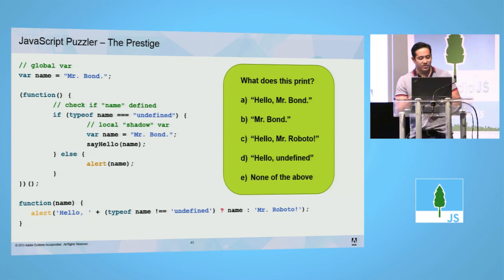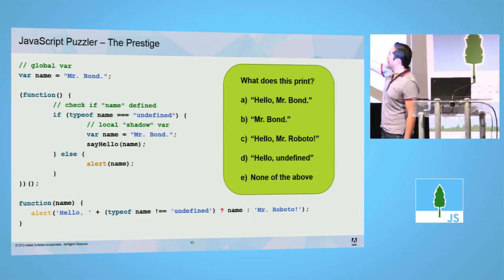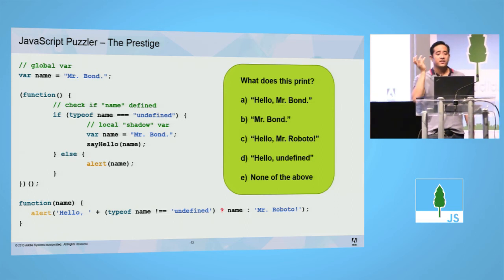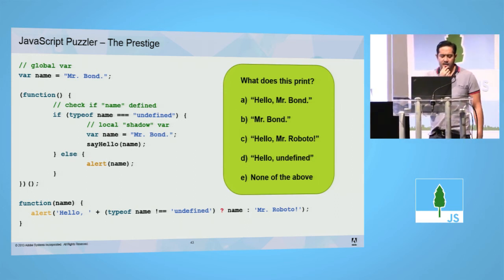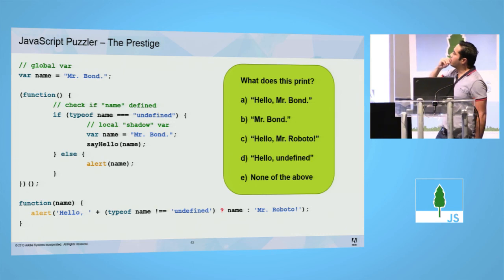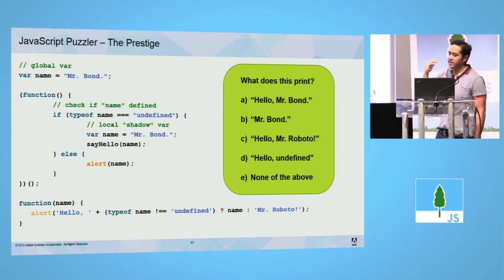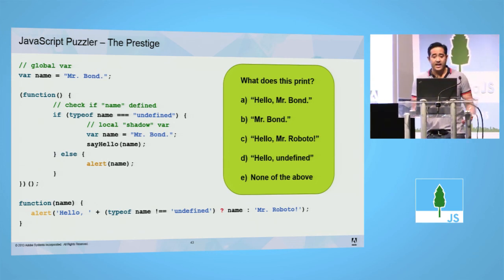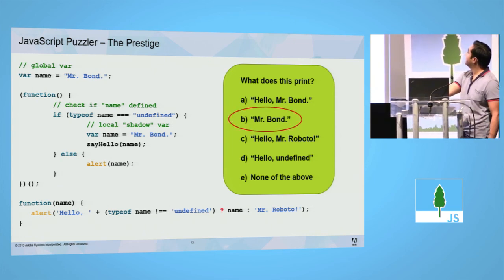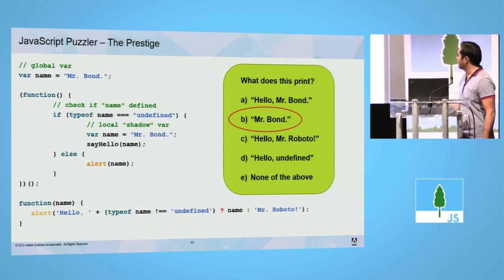But actually, let me change my answer here. From our second puzzler, we know of a procedure called hoisting, so this variable name should actually be hoisted to the top of the function, and the assignment should stay where it is. So I believe that typeof name equal undefined should actually hit. That should be true, and it should fall into the if statement and invoke sayHello. And so it should say hello, Mr. Bond. So my answer is A. So what's the real answer? It's B, Mr. Bond.